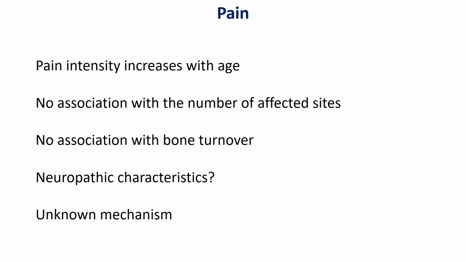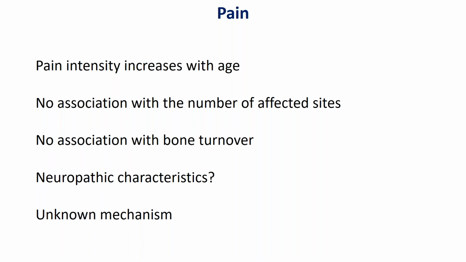Pain. I must say that many patients don't have bone pain. Probably a third or half of the patients never experience pain. And the pain intensity tends to increase with age. And so bone pain may reveal the disease in young adults or in adults in their 40s, and we commonly observe this in our consultations.